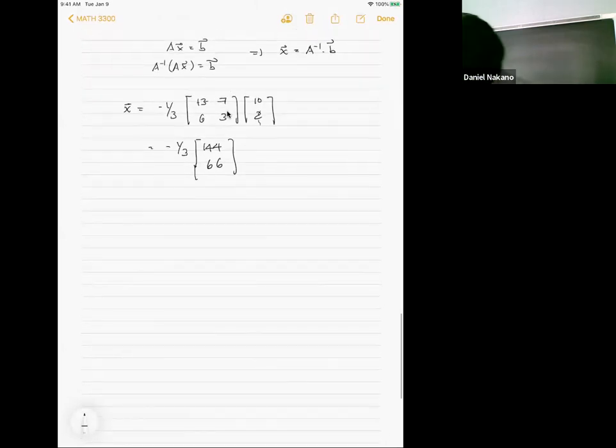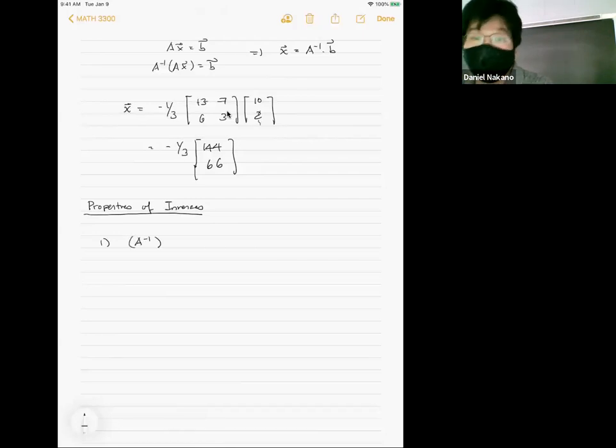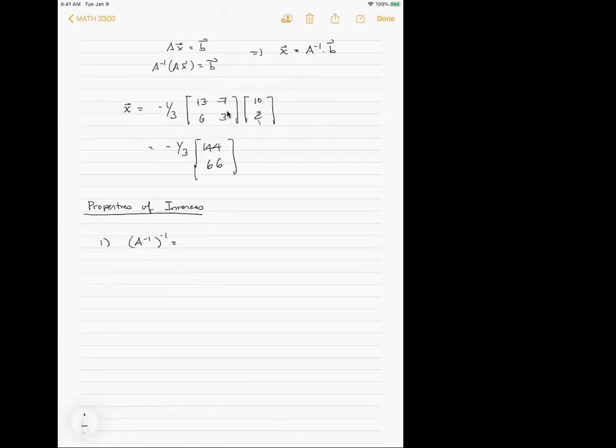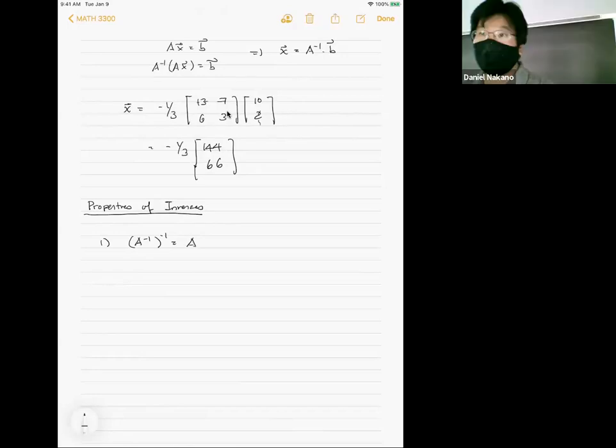Okay. So let's look at properties. All right, so here are some basic properties. So these are kind of intuitively obvious. If you take A inverse, and I take the inverse again, what do you think I should get? A. Okay, good. You skip back to where you started from.